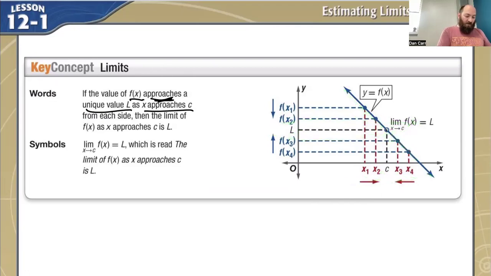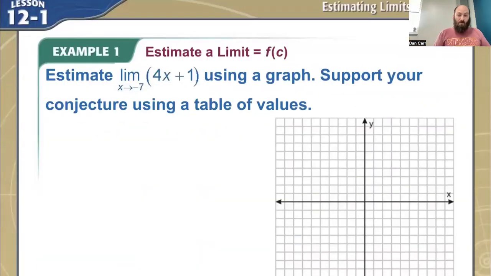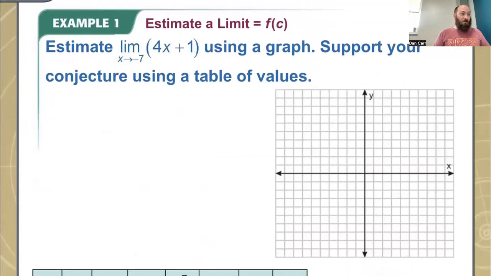Okay, so the limit as x approaches c of f of x is equal to L, which means the limit of f of x as x approaches c is L. So that's what we're looking at here. We're going to start with looking at a few examples. The first one's going to be straightforward, a linear function.